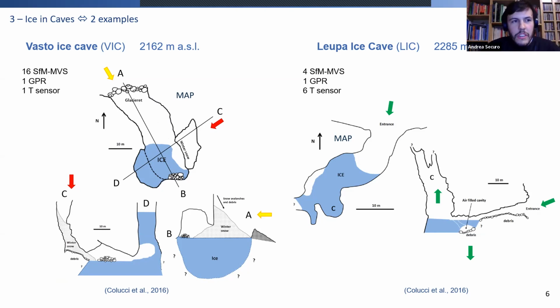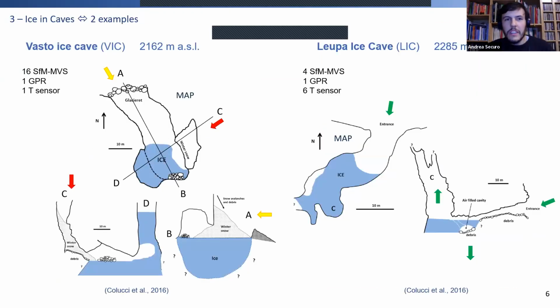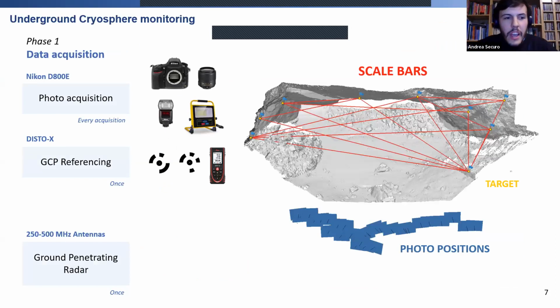Also, the air circulation is different between the 2 caves. We have the creation of a cold air sac in Vasto Ice Cave, while Leupa Ice Cave has way more complex cave air dynamics, with air that is flowing also below the debris, and that created an air-filled cavity that you can see in the first photo up there, but it has completely disappeared nowadays. So there is melting from above and below.